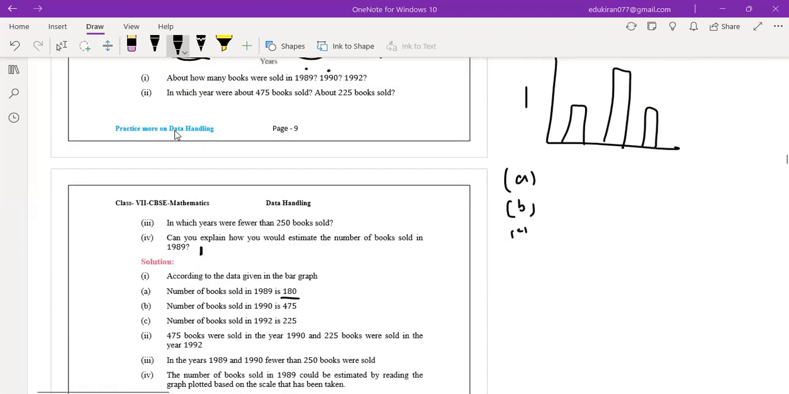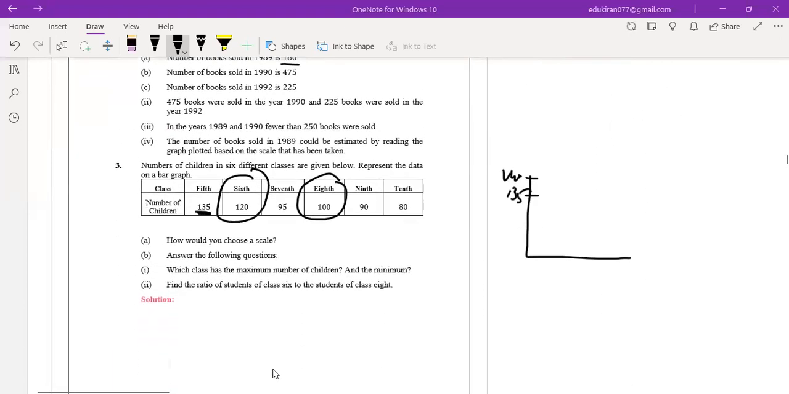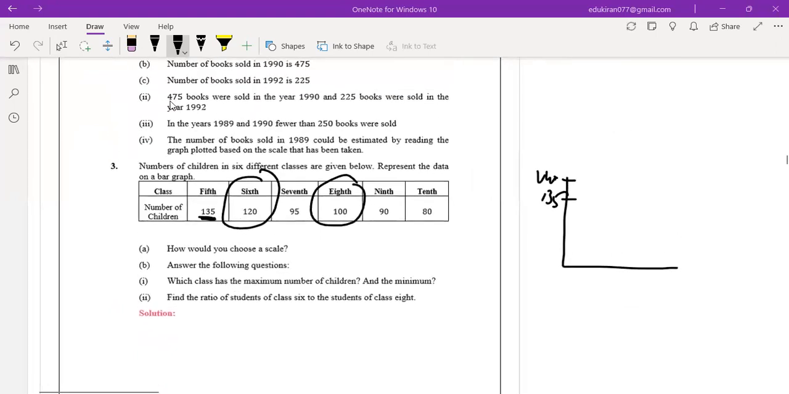And for the last question, it's basically: can you explain how you would estimate the number of books sold in 1989? The number of books sold could be estimated by reading the bar graph. Okay, ma'am, 180. Now this one, you have to draw the bar graph. I have already given everything. Clear? First you will draw the bar graph, then you will answer this.